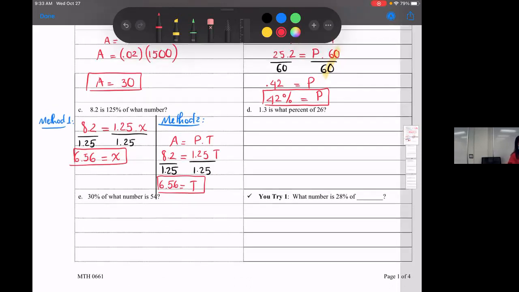All right, D. 1.3 is what percent of 26? So what letter are they asking for? It's P, so P is going to stay as P for now. 1.3 is A or T? And 26 is T. So divide both sides by 26. So P equals 1.3 divided by 26, which is 0.05. That makes sense, right? Because 1.3 is less than 26, your percentage should be less than 100%, which is 5% here. Don't forget that step.